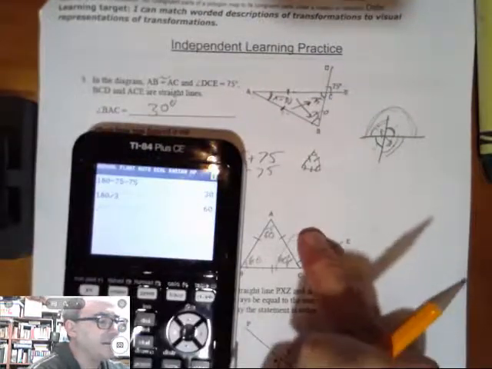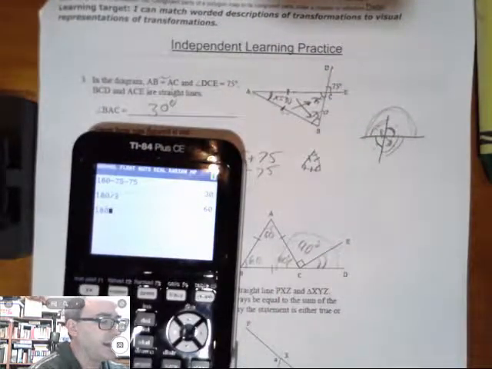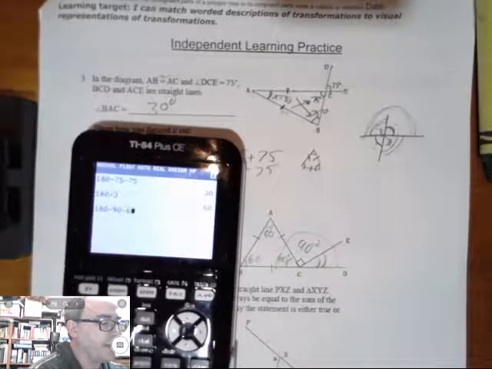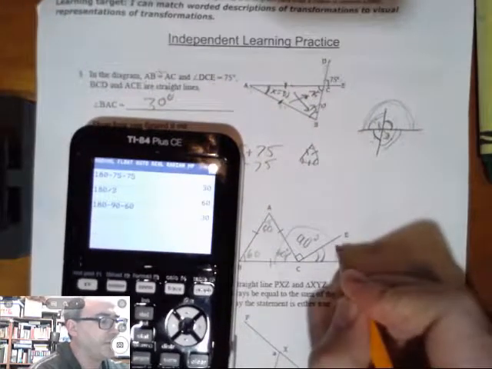So what's 180 minus 90 minus 60? That's our missing angle. Boom. 30 degrees.